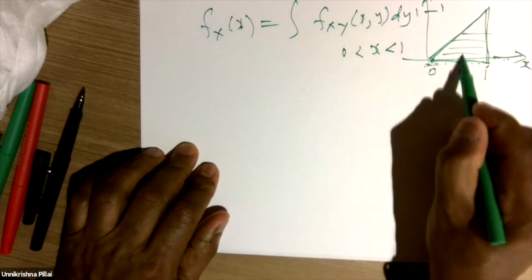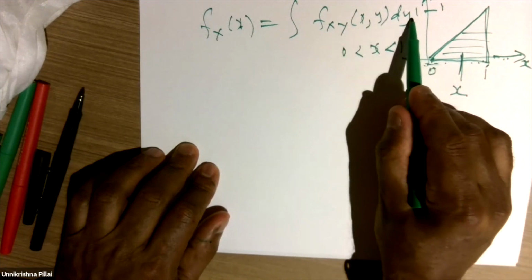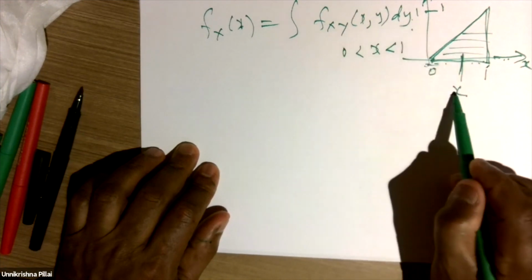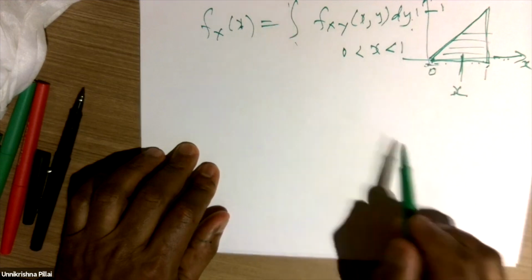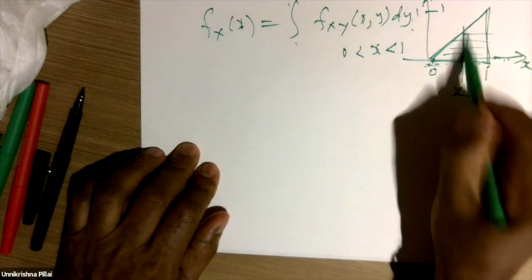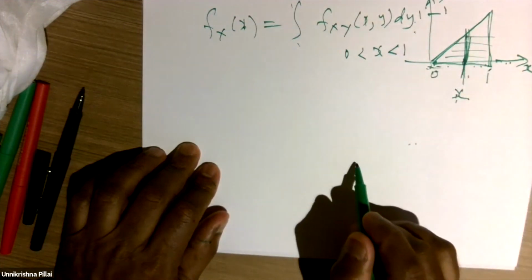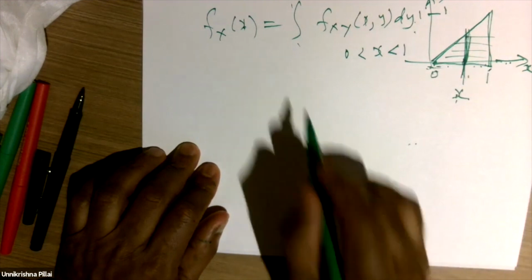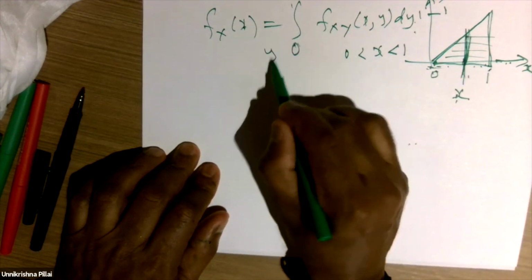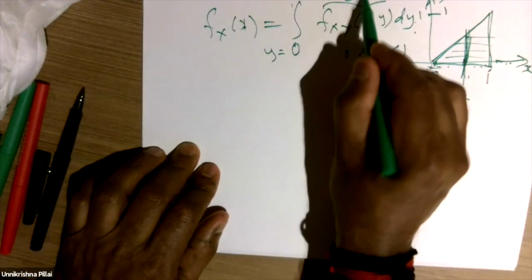And so you pick an x somewhere here in that region. Then what we want is the range on y. If x is here, what is the range on y for integration? Look at the picture. If x is here, y goes from where to where? From 0 to x, right. Now it's easy to do because this is 3x.